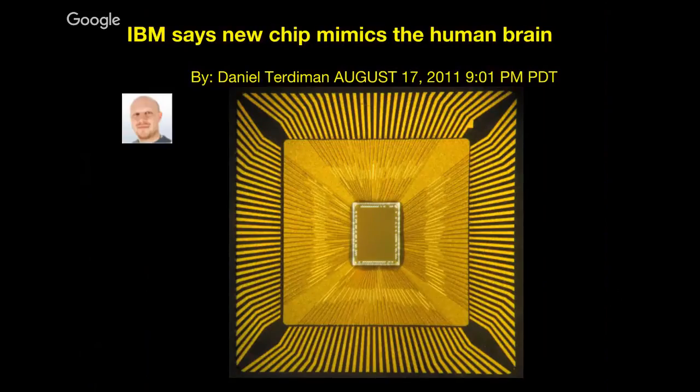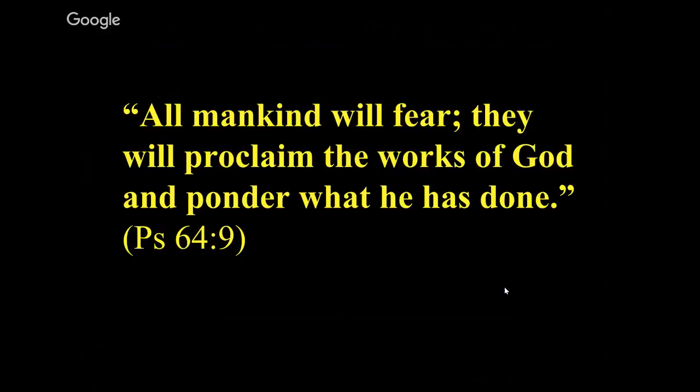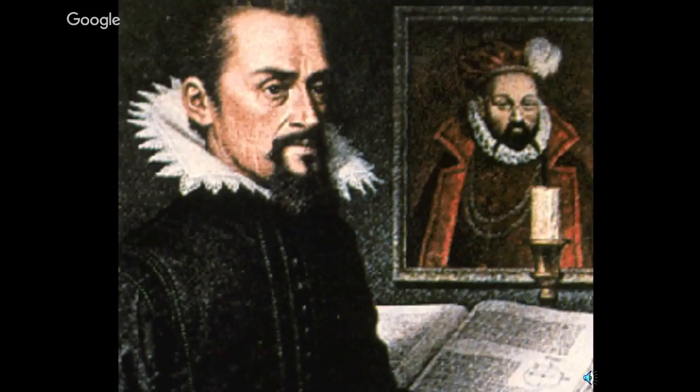So as we get toward the end of this, we talked about how the brain is the ultimate computer that we're trying to get to learn more about. Psalm 64:9, all mankind will fear. They will proclaim the works of God and ponder what he has done. And now I'm just making the point in this presentation that science is doing this very thing. By the way, it's called bionics or biochemistry. So I've shown you this, I think, before. This is Johannes Kepler. And here's another quote from Kepler.